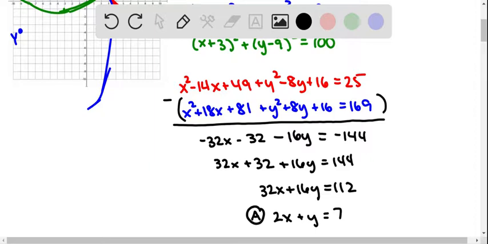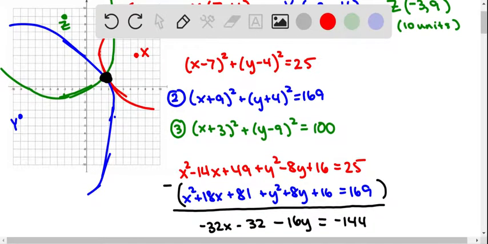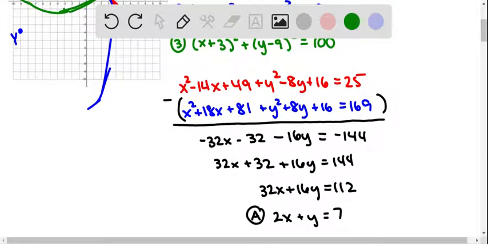Now I'm going to go back to equation 3. We'll go ahead and number these. And let's multiply equation 3 out. Put it over here. So that gives us x squared plus 6x plus 9 plus y squared minus 18y plus 81 equals 100. We'll squeeze that in there.